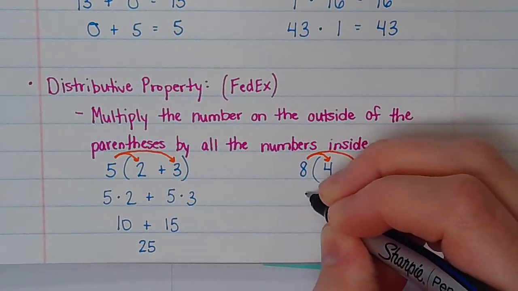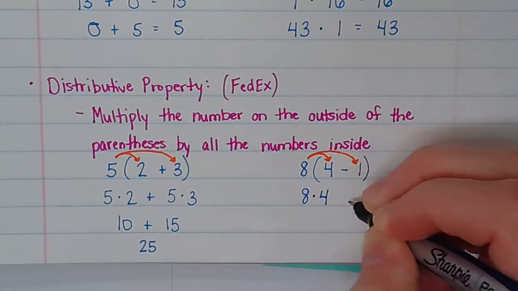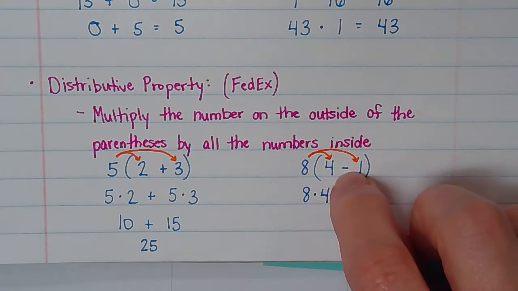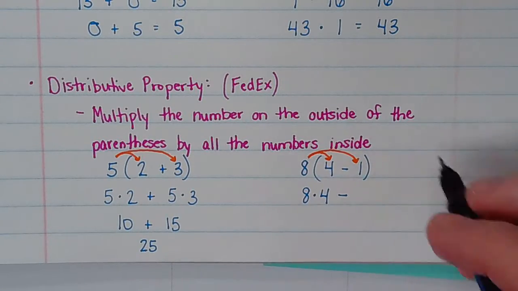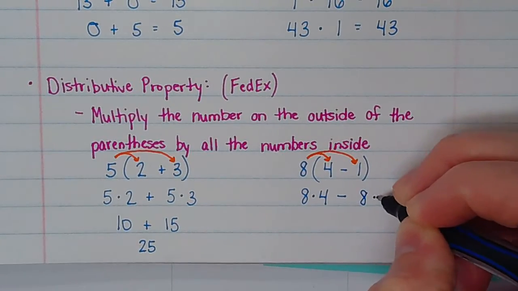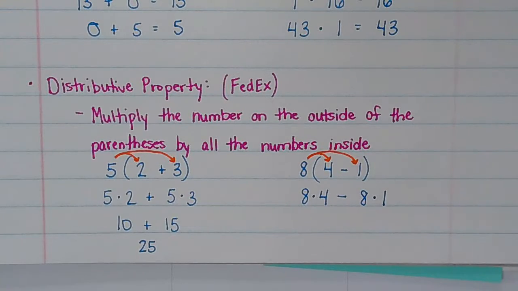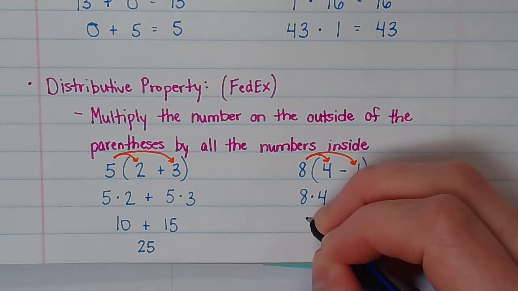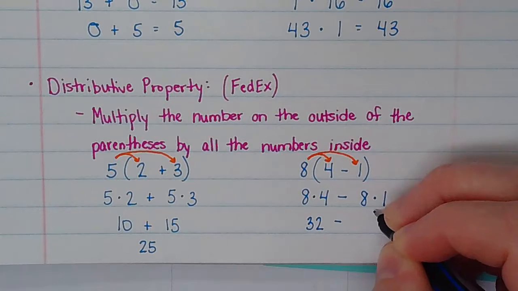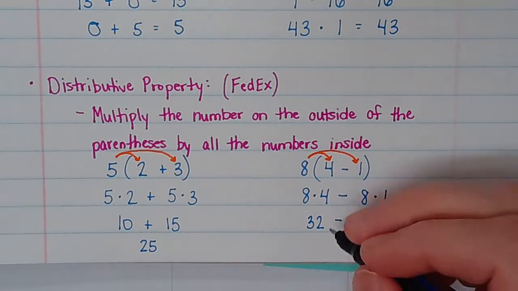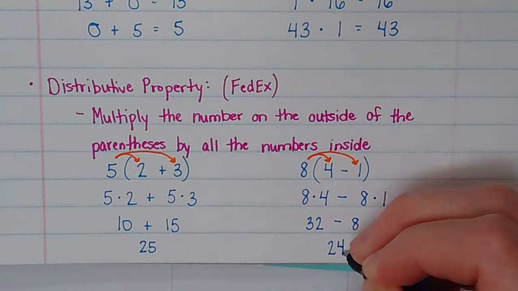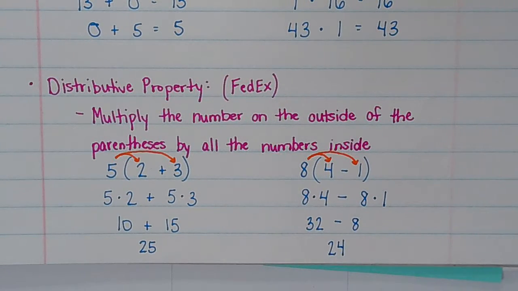So the first thing I do is 8 times 4 minus, because all I'm doing is taking the sign. Whatever sign is inside your parentheses, that's the sign that goes with it. And then I need to do 8 times 1. And now I can just solve it. 8 times 4 is 32. 8 times 1 is 8. 32 minus 8 is 24. Okay? So those are your 4 properties.